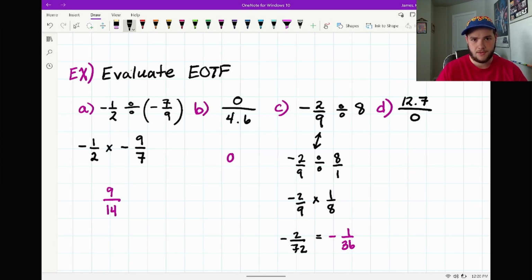Last but not least, part D asks, what is 12.7 divided by 0? The answer is nothing. This number doesn't make any sense. It is undefined.